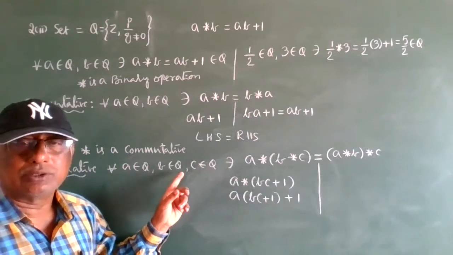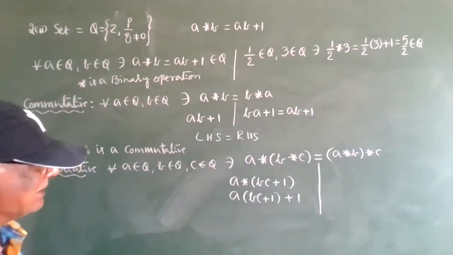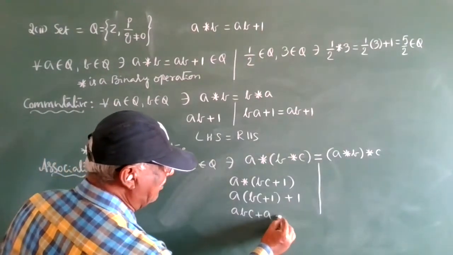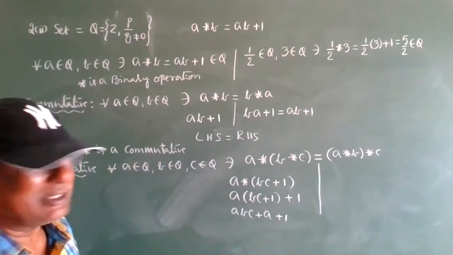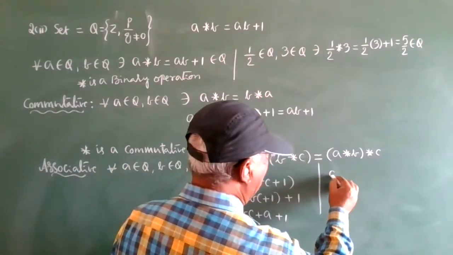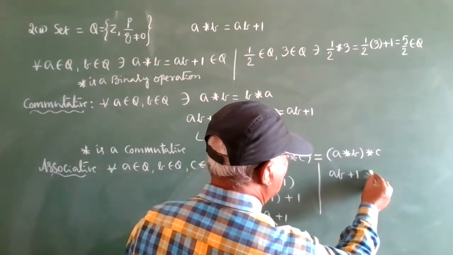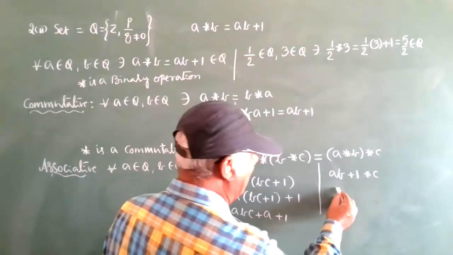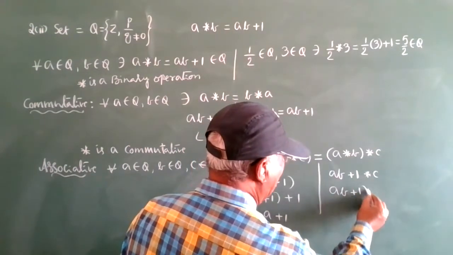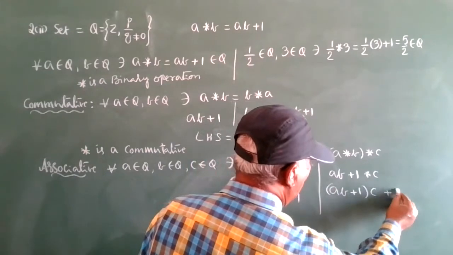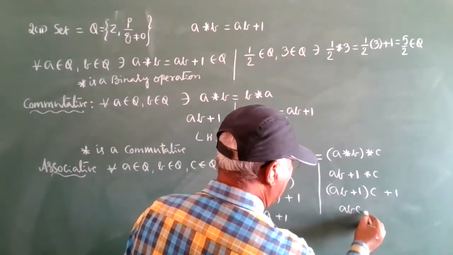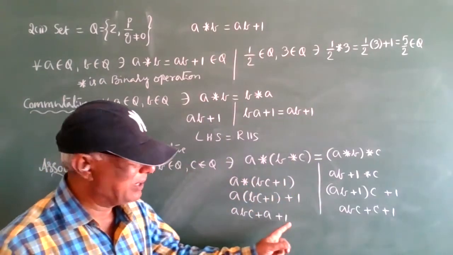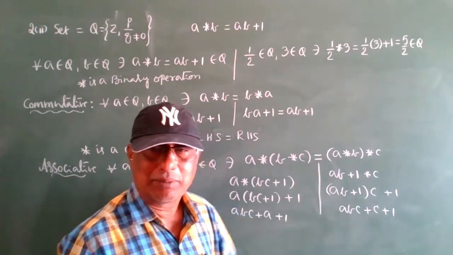A, B, C belong to Q. Left hand side, we get ABC plus A plus 1. Right hand side is (AB plus 1) star C. Now (AB plus 1) into C plus 1. Therefore, ABC plus C plus 1. Here it is ABC plus A plus 1, and here it is ABC plus C plus 1.